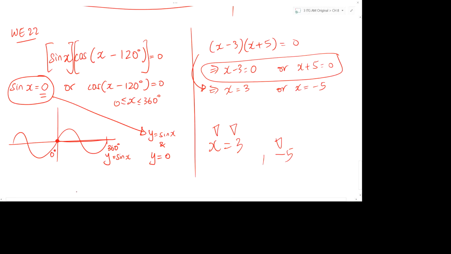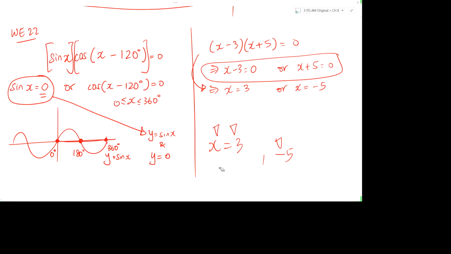First one, what is this value? 0. What is the second value? 180. What's the third value? 360. Is it difficult? No, you can key into your calculator right now. Sine 0, you get 0. Sine 180, you get 0. Sine 360, you get 0.